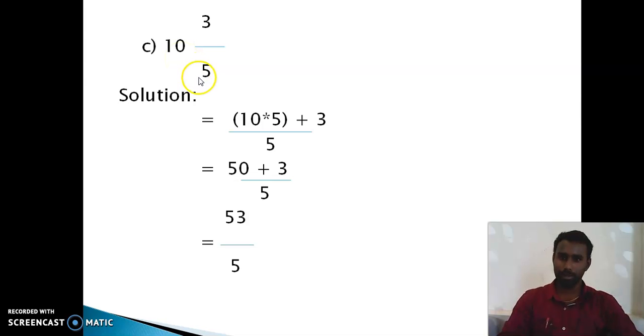So the first step is you have to multiply this value 10 into 5 plus 3. That you have to write on the top, and on the bottom you have to write the number that is present here, that number you have to write here again. So 10 into 5, 50, plus 3, 53 divided by 5. So this is one more example from the previous concept. Okay, shall we go to the next one? Okay.